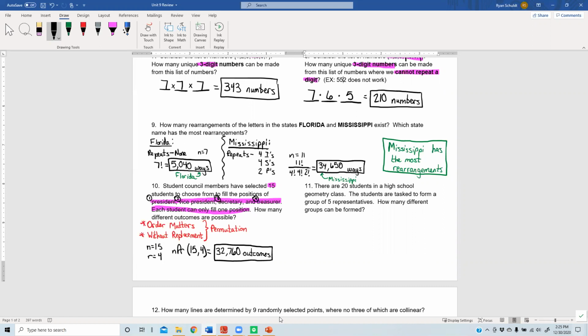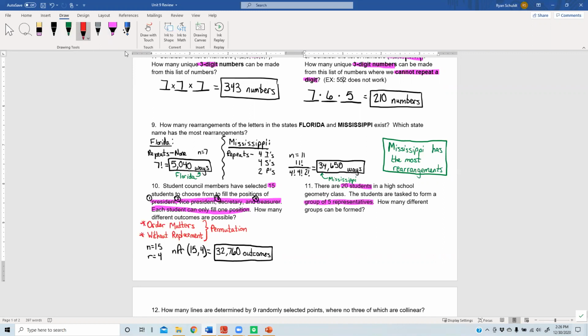Okay, there's that one. Number 11. There's 20 students in a high school geometry class. So I'm going to just kind of highlight that. That may be important. So let's highlight it. The students are tasked to form a group of 5 representatives. How many groups can be formed?